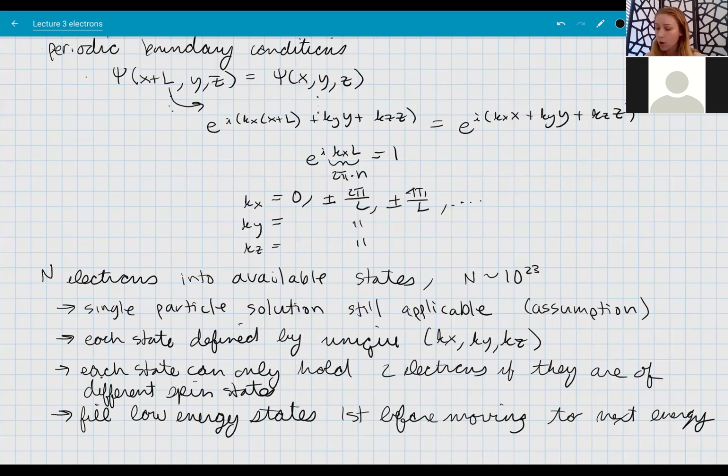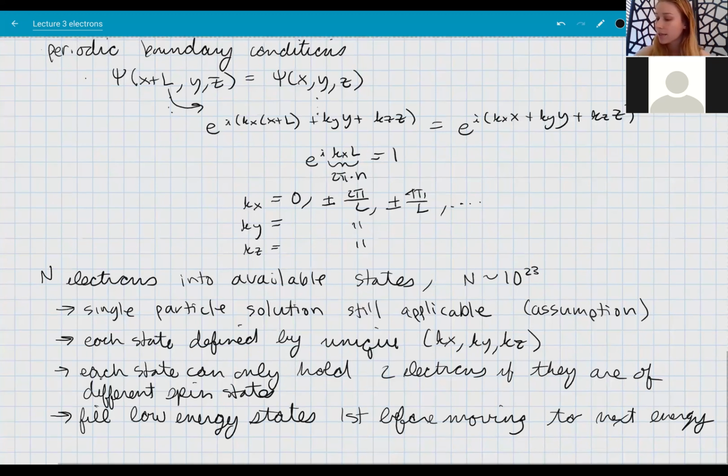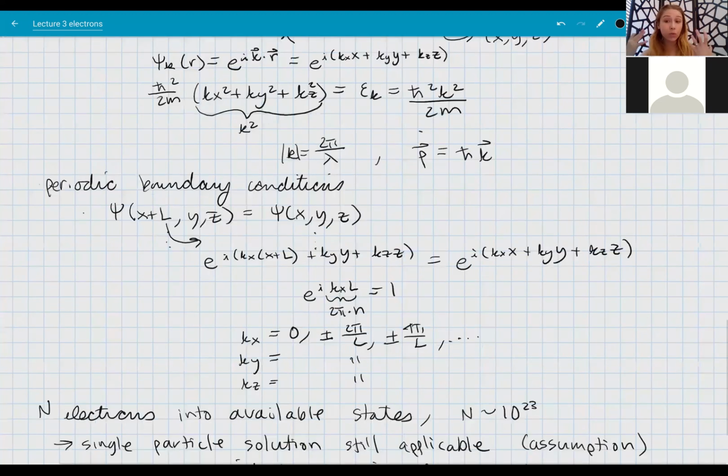So I want you to notice that every state is defined by a unique kx, ky, and kz. But you can have different coordinates kx, ky, and kz that still correspond to the same energy because of this equation. As long as kx² + ky² + kz² is equal to the same value, which can certainly happen for different coordinates of kx, ky, and kz, then the energy will be the same.